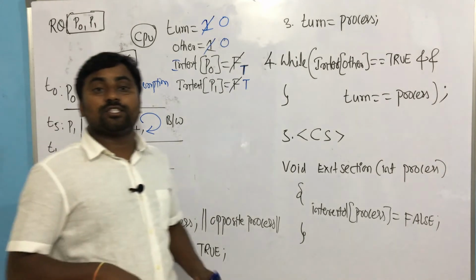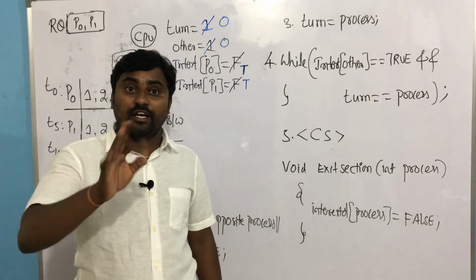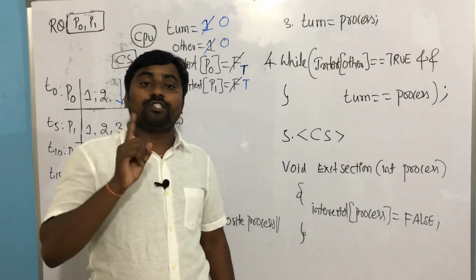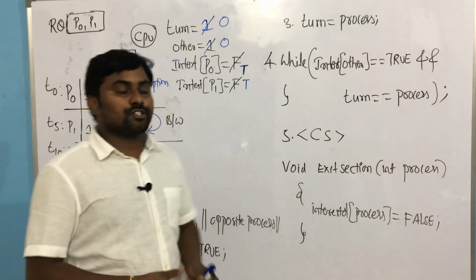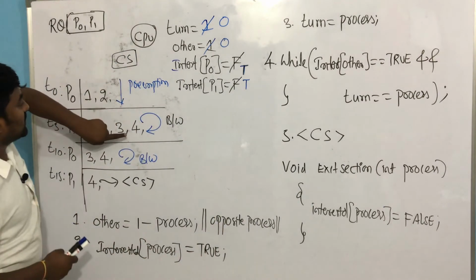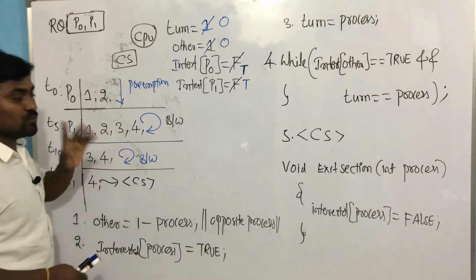Who has entered into the critical section? P1 or not? I guaranteed first only. What did I guarantee first? Whichever process updates the turn value first is allowed to use the critical section. So P1 updated here. P1 updated first before P0. So now P1 is allowed to use the critical section.